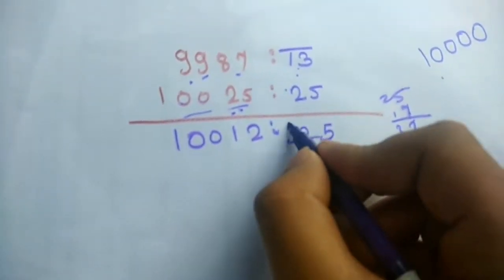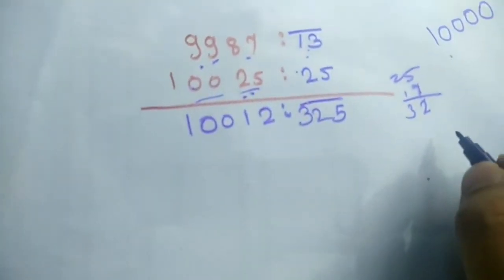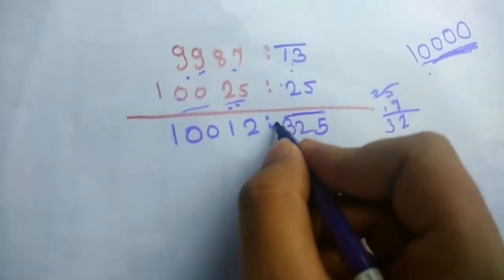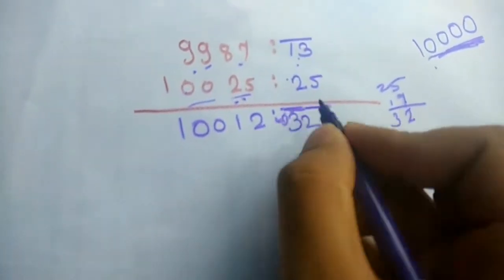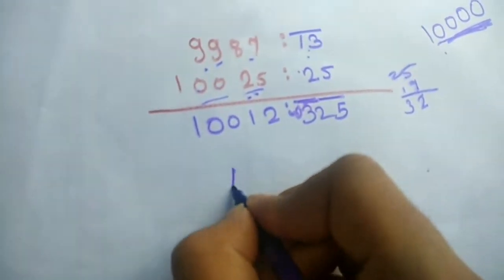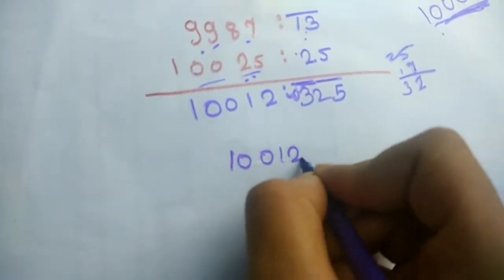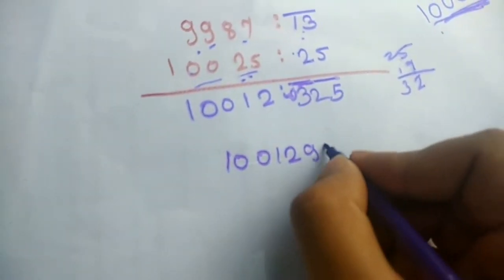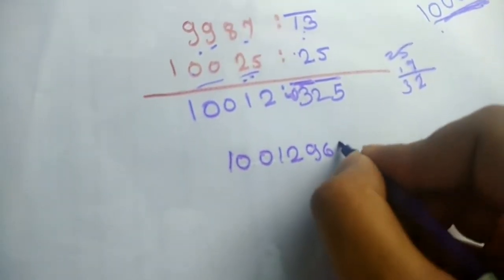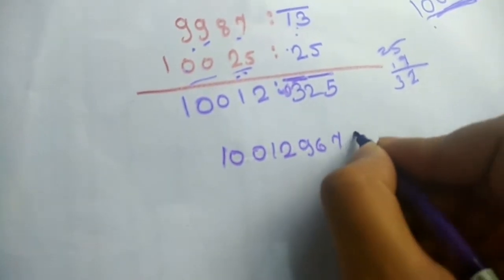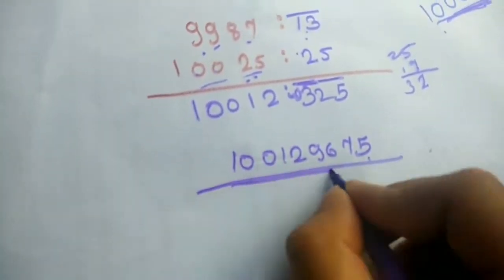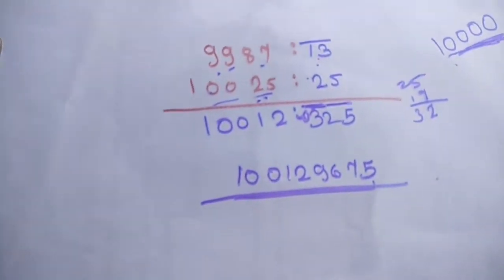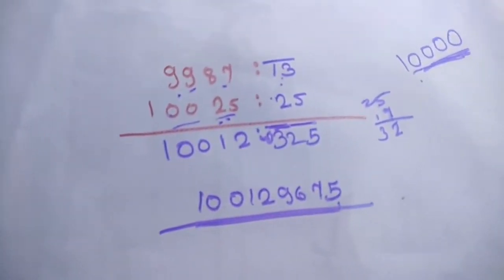We have 4 zeros, so we must have 4 figures on the right side. So it comes out to be 10,012 on the left and 9,675 on the right. You may calculate it, or just keeping Vedic maths right behind you, you can solve this.